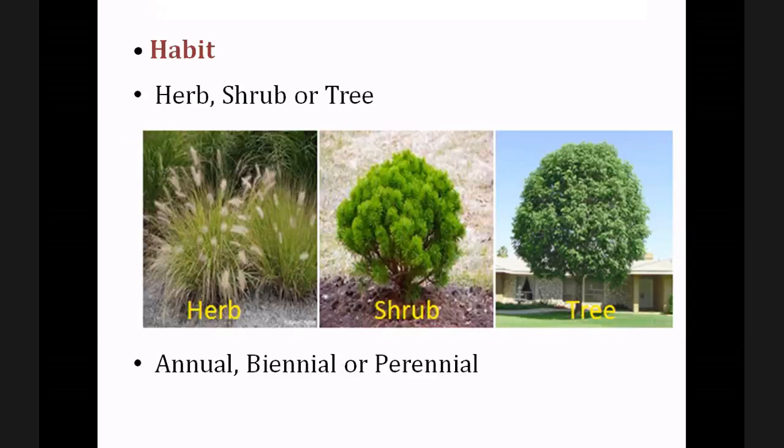Okay. A biennial plant means a plant that takes 2 years to complete its life cycle. They take 2 years to complete their life cycle. The examples are the carrot and the leeks. Those are the examples of biennial plants. They take 2 years to complete their life cycle.